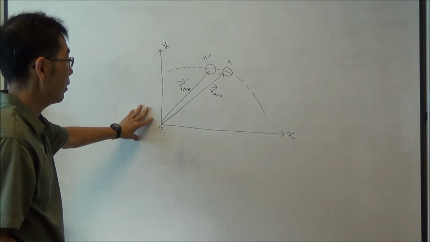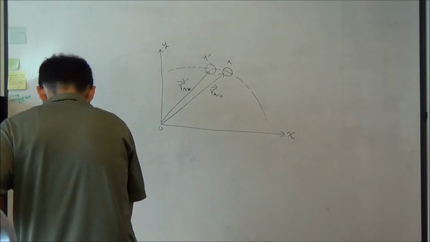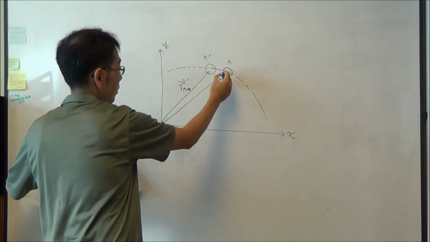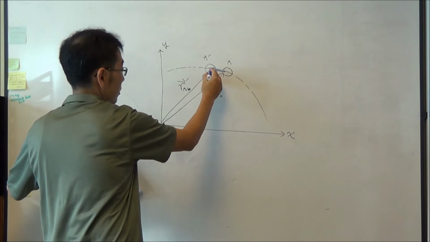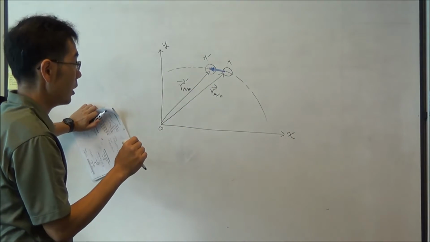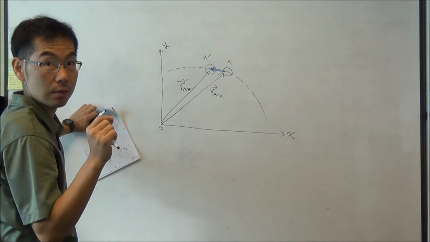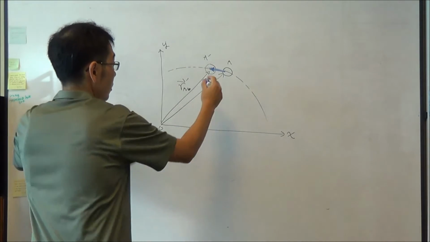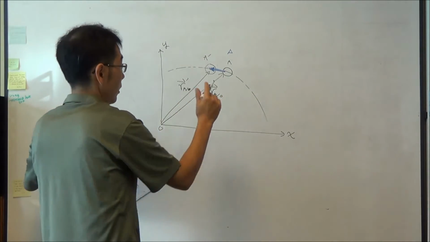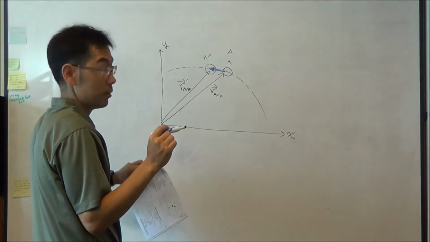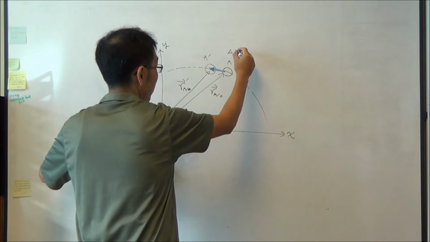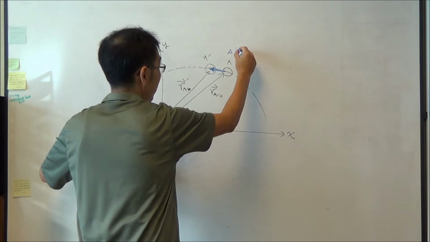Then this one here, so this is the vector that shows the change of the motion over a certain period of time. So this is called a delta, because that's just the change of the position vector. So let's say this is delta r_A/O.